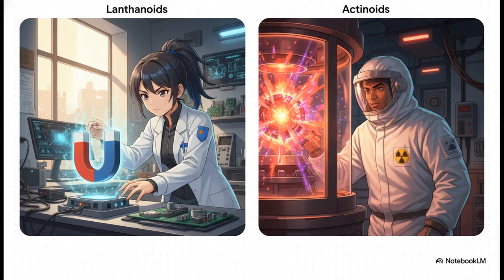And this comparison chart really shows the difference between the two F-block series. The lanthanoids are mostly stable, they usually have a +3 oxidation state, and they're crucial for things like the powerful magnets in your phone. The actinoids, on the other hand, are all radioactive, their chemistry is much more complex, and they're pretty much defined by their role in nuclear technology.